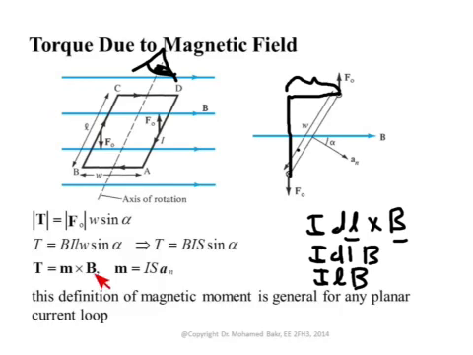M cross B is normal to the plane containing the magnetic field and also the magnetic moment, which is normal to the loop. So the torque in our case here will be in the direction of the axis of rotation.